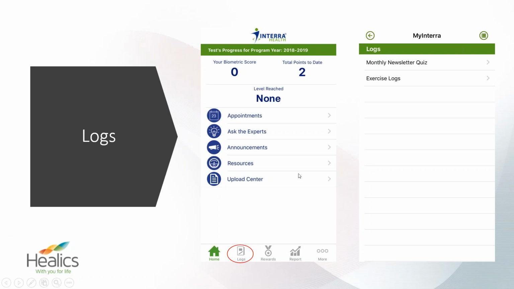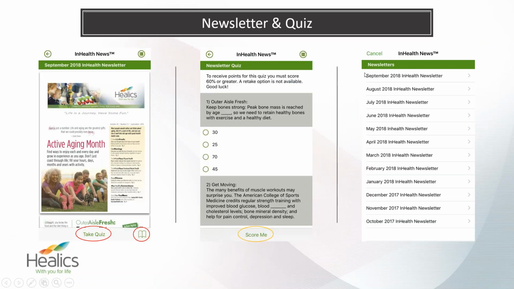You can do your monthly newsletter quiz or your exercise logs from the app as well. Down at the bottom here, you'll see logs. And then you have the monthly newsletter and the exercise logs. When you click on the newsletter, it'll take you right to the current newsletter here. So you can read through that. When you're ready to take the quiz, just click Take Quiz at the bottom. Go through all the quiz questions, hit Score Me, and you'll be done there. If you want to look at a previous newsletter, you can hit this little book icon at the bottom, and it will bring up all of the archived newsletters there.